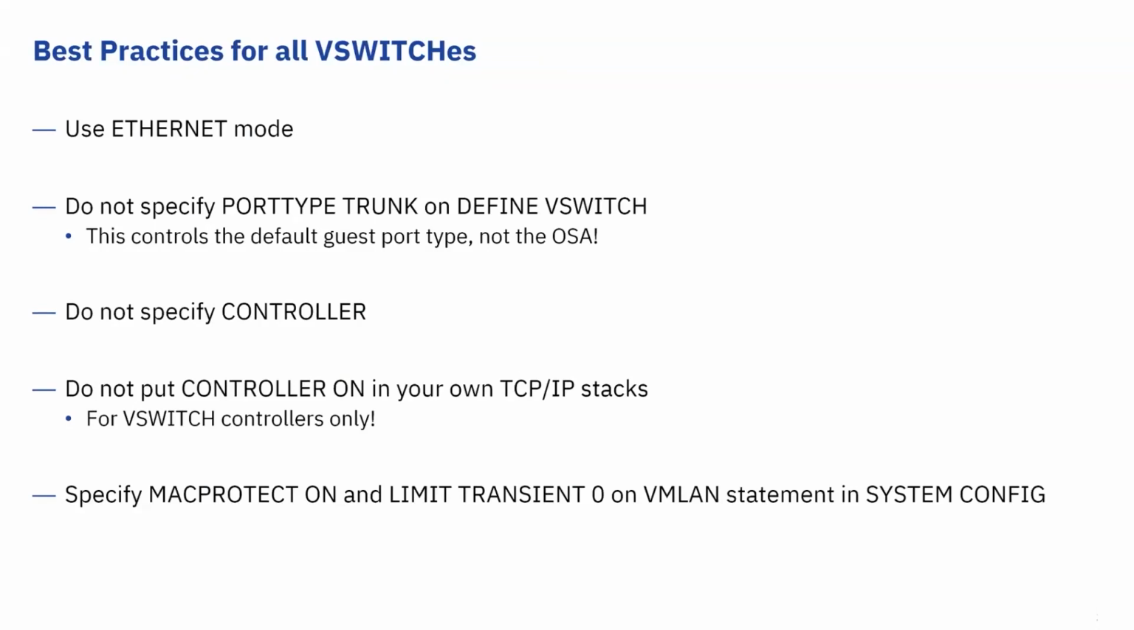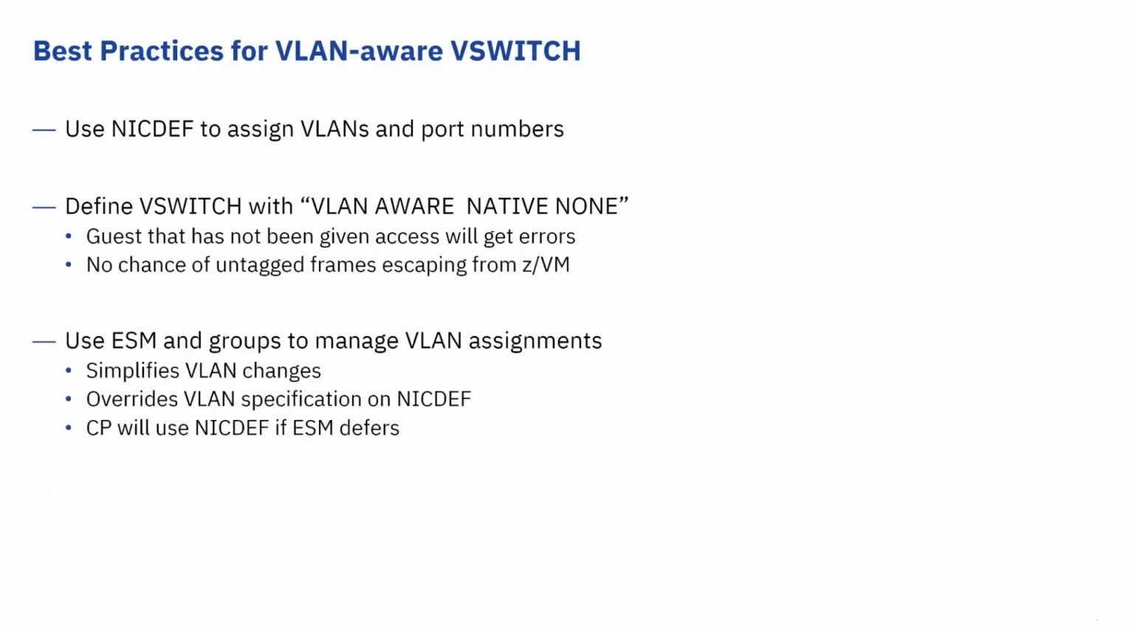Specify MAC protect on, limit transient 0 on the VLAN statement in system config. Use the NICDEF to assign your VLANs. Define the vSwitch with VLAN-aware native none. That way a guest that has not been given access will get errors. If you don't assign it a VLAN ID, it won't be able to connect. Okay? And you also have no chance of untagged frames escaping out of z/VM.